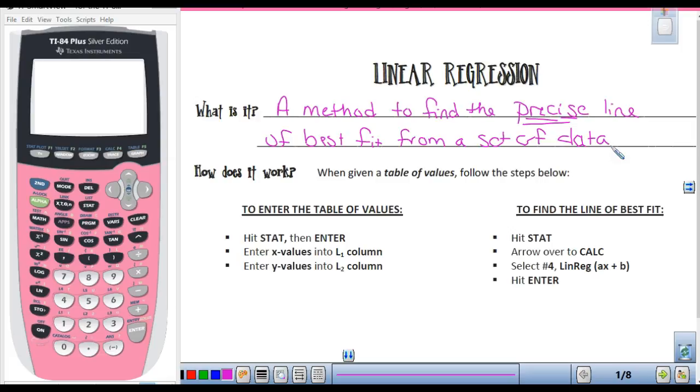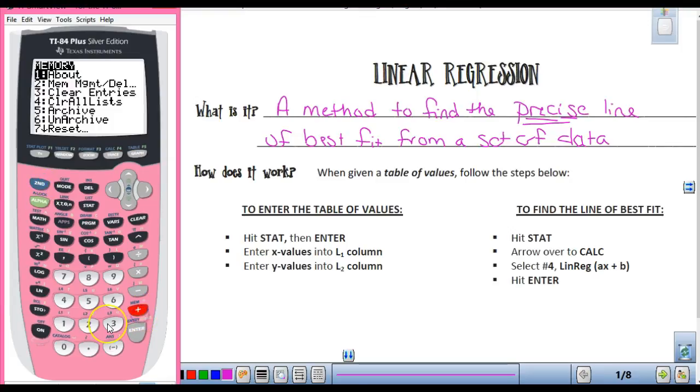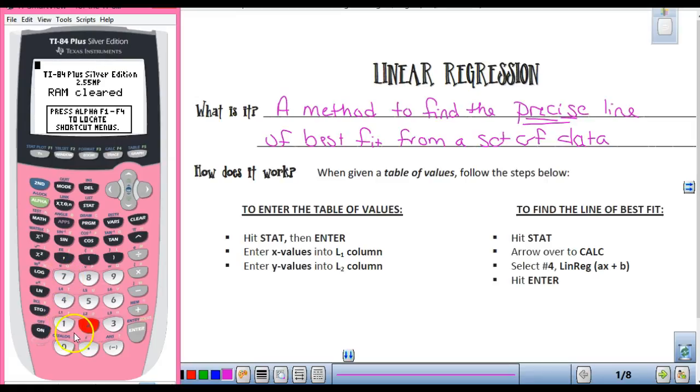Okay, so the first thing we need to do is reset our calculators, and this just has to be done once. So once we do it this time, you're not going to have to do it again today. Hit second, plus sign, and then 7, 1, 2. The screen should come up that says your RAM was cleared. Yes, no. Second plus sign, 7, 1, 2. Awesome. Good deal.